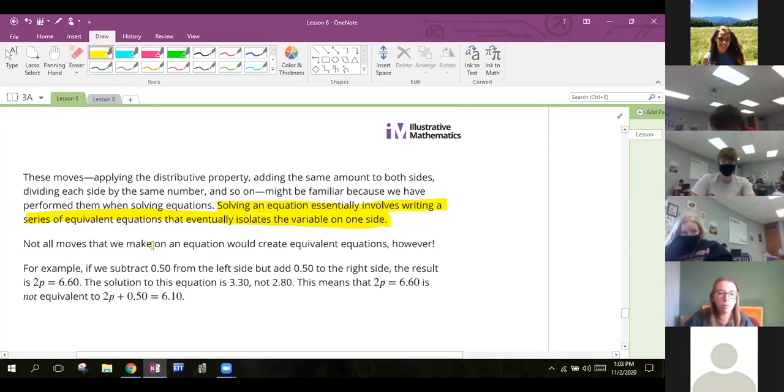However, not all moves that we make on an equation could create equivalent equations. And we talked about this. If we subtract 50 cents from the left side, but we add 50 cents to the right side, the results are not going to be the same because we did not do the same thing to both sides. They're not going to be equivalent.